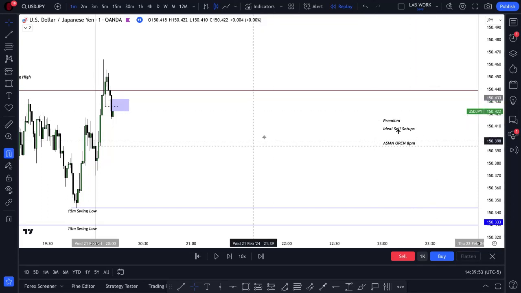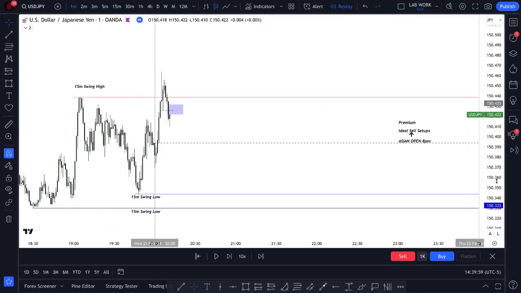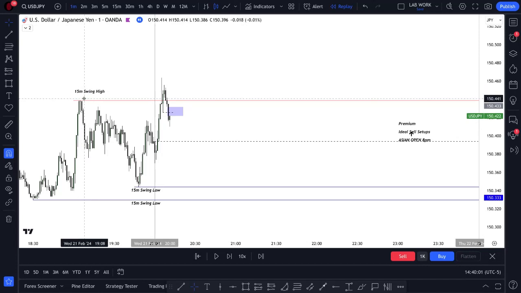Now, it doesn't mean just because price is in a premium, you must sell. You need things to be aligned, and you need a story to tell. The story is we raided buy stops here. Anybody that was a seller and had a stop loss above this high has been knocked out of the market.